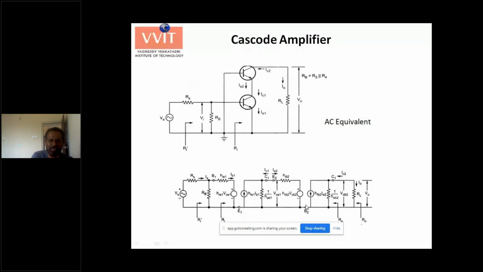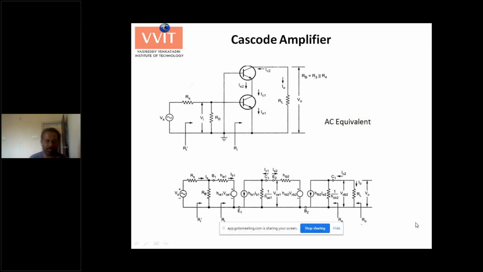This is CE, and this is CB. Second stage, this is CE. For the analysis, you have to start from the second stage to the first stage. You have to find AI2, RI2, AV2, AI1, RI1, AV1. Then you have to find RI1, R01, and R0.